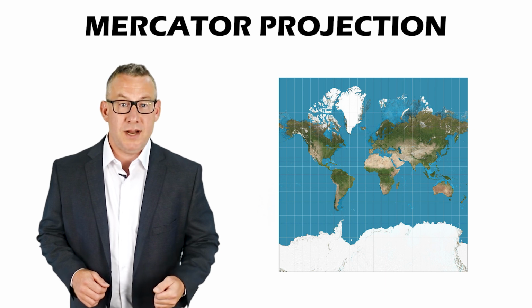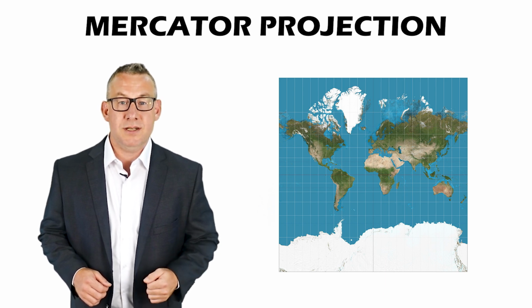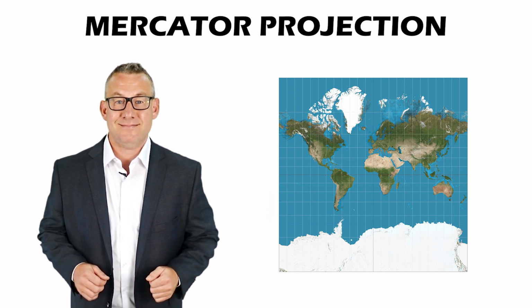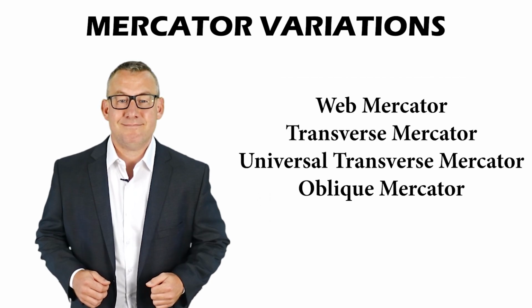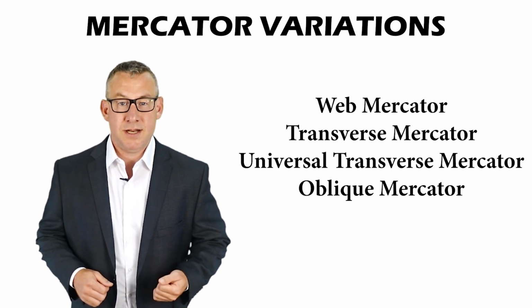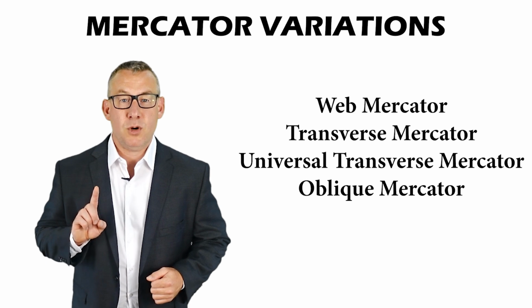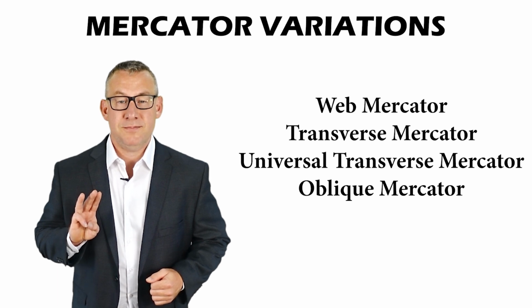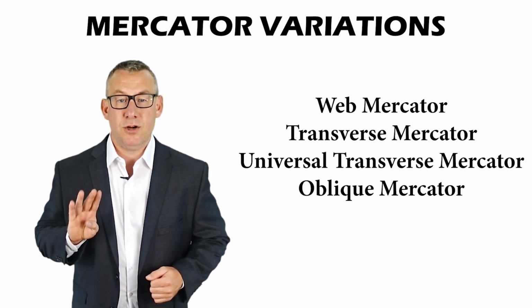The Mercator projection is the most popular projection, and several variations of it have been developed. Four variations of the Mercator projection include the Web Mercator, the Transverse Mercator, the Universal Transverse Mercator, and the Oblique Mercator.